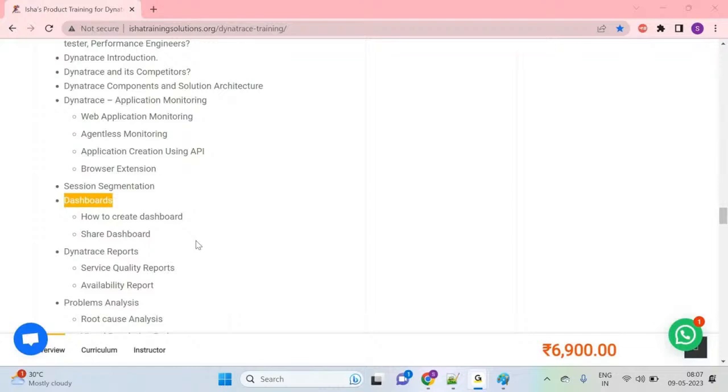So we are going to see how to create the dashboard, how to share the dashboard, how to generate the report, how to clone the dashboard, and how to modify your dashboard. All those things we are going to understand.